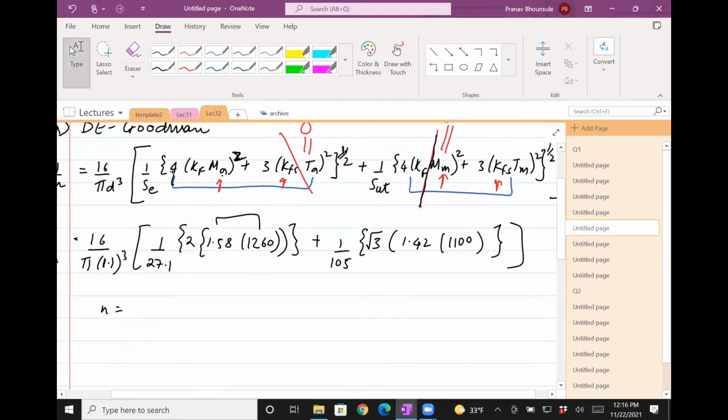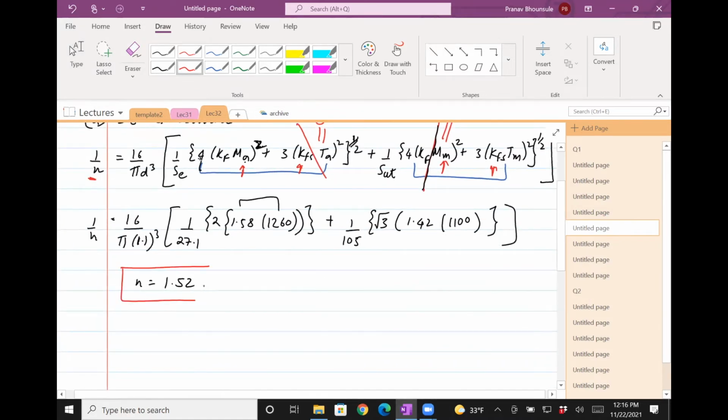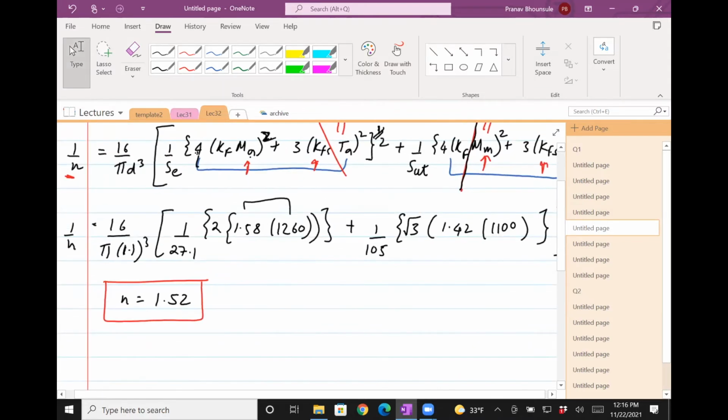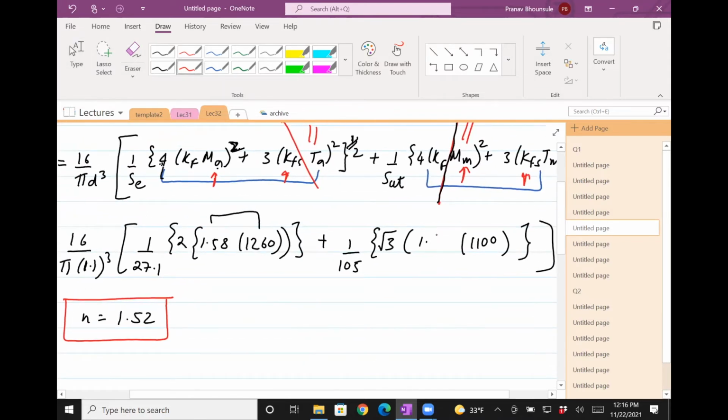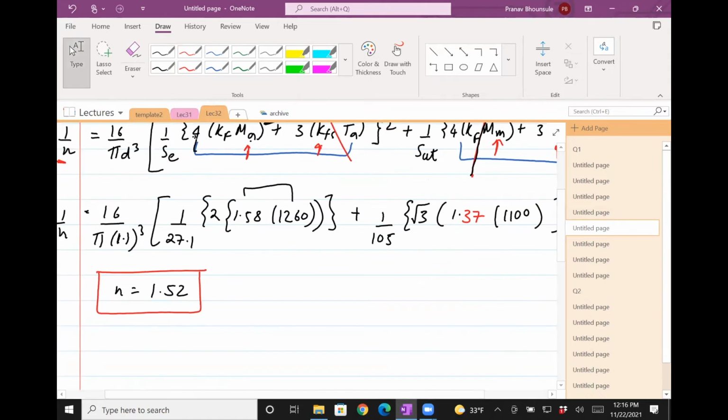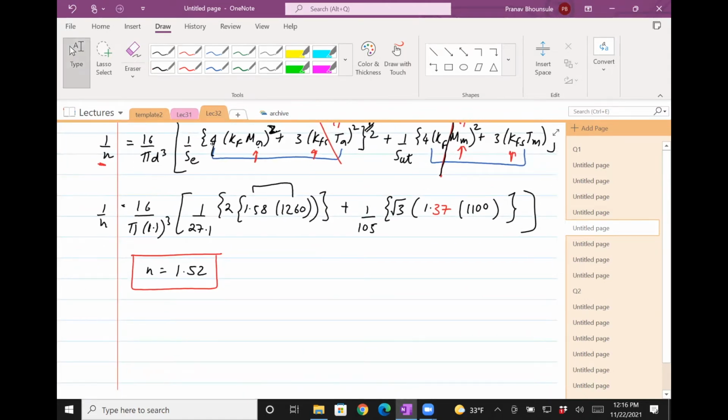Okay, so check the answer. I got 1.52. Yeah. 37. Oh, that's KTS, right? So when you adjust, 1.37. Yeah, that's right. You're right. Okay, so I'll quickly put down the equations for the other ones and give you the values.